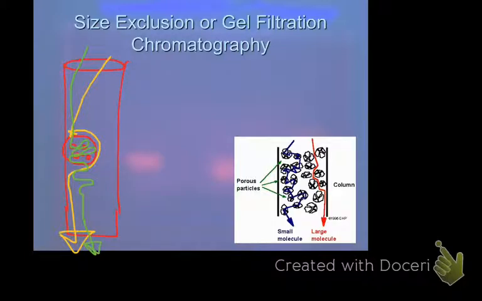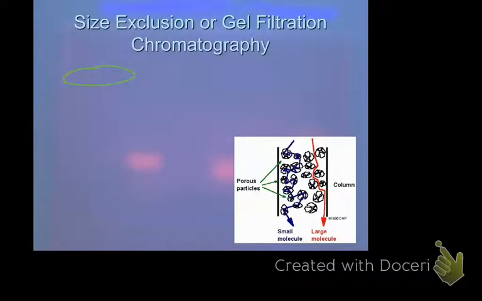Once again, for size exclusion slash gel filtration, the bigger it is, then the shorter the time it stays in the column. Now, if you use an agarose, it's the opposite. So that's just like a gel. Then, what happens if we're using some type of agarose? I'll show you what I mean by that.